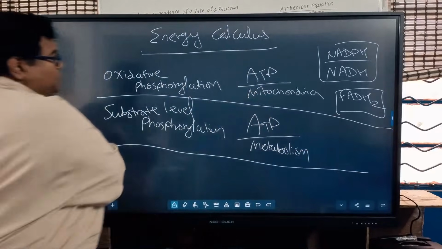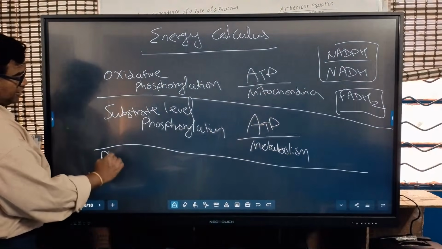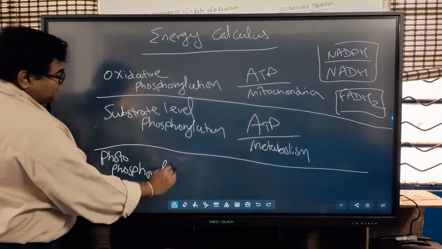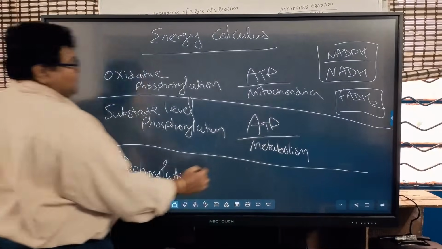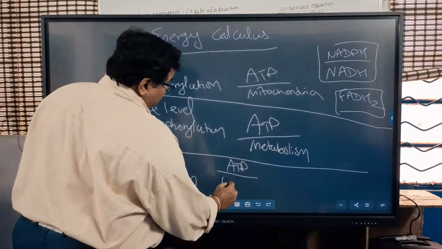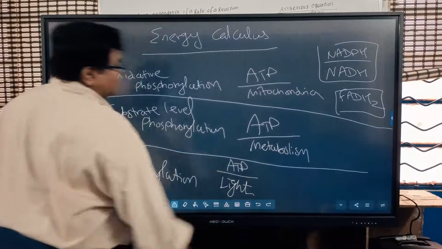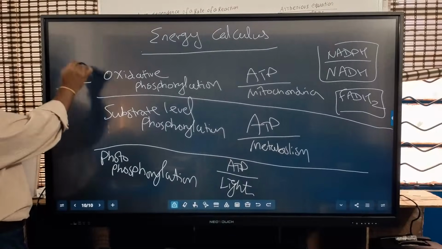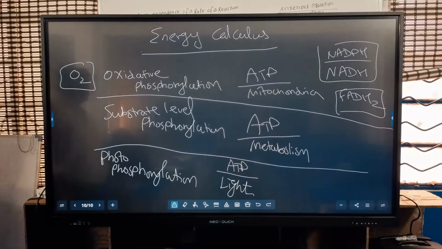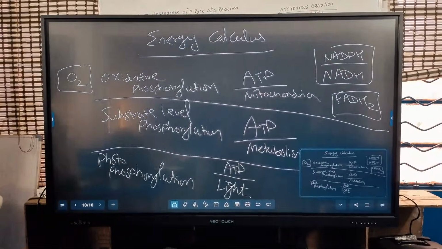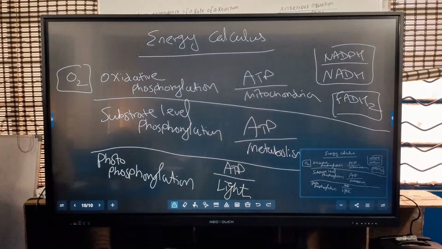What is meant by photophosphorylation? Like this, you divide the word. If you're having difficulty, need not worry. It is the ATP formation because of photosynthesis or because of sunlight exposure. That is the reason why we say ATP formed with the help of light. So here oxygen is used in oxidative phosphorylation, right? For doing the energy calculus, we should know all this information.